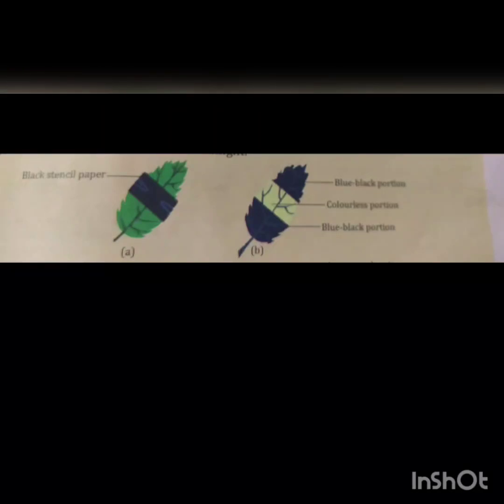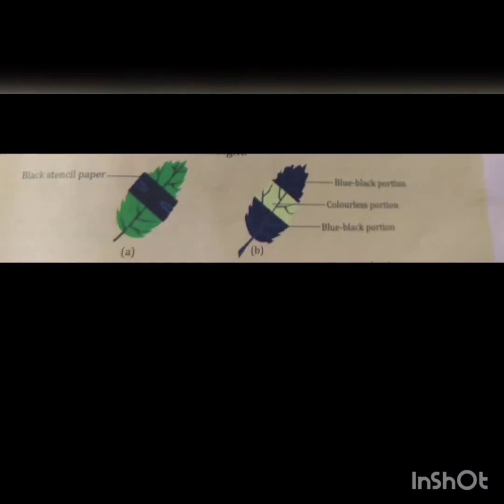Here we perform an experiment to show that light is necessary for photosynthesis. The materials required are a potted plant with broad green leaves, iodine solution, black stencil paper and clips. The procedure is we take a potted plant and place it in a dark cupboard for 2 days to remove the starch present in the leaves because photosynthesis will not take place in a dark place.